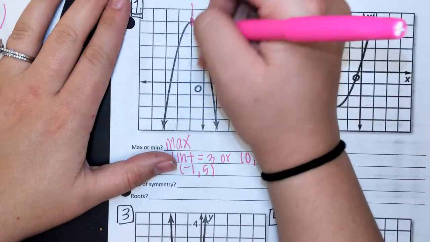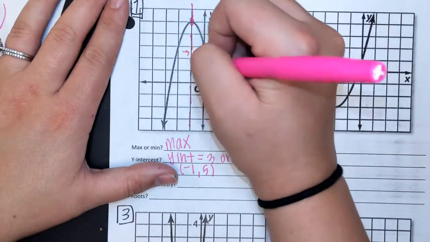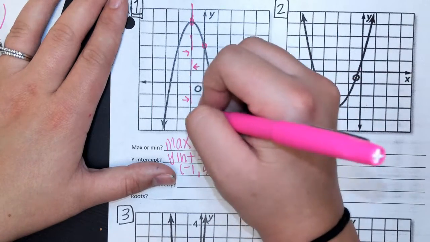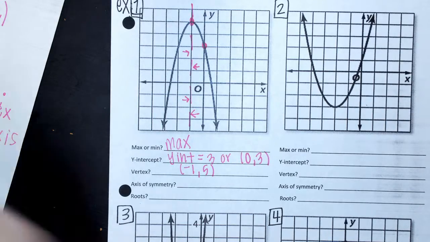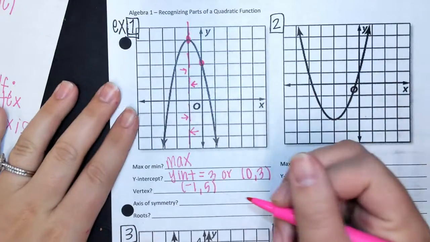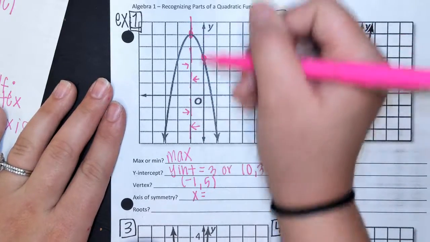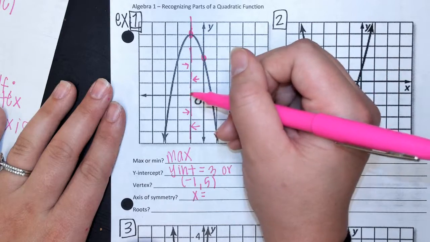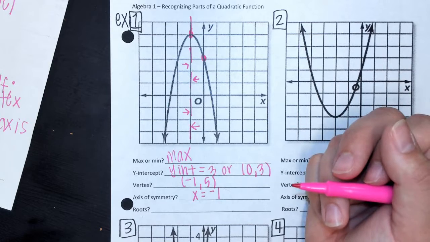Okay, here is your axis of symmetry. It's where it cuts it directly in half. This line right here. Remember, when we're talking about lines, if it's a vertical line, it starts with what letter? X. So our line of symmetry is this vertical line. So it starts with an X, and it's at which point? Negative 1. So your axis of symmetry is X equals negative 1.